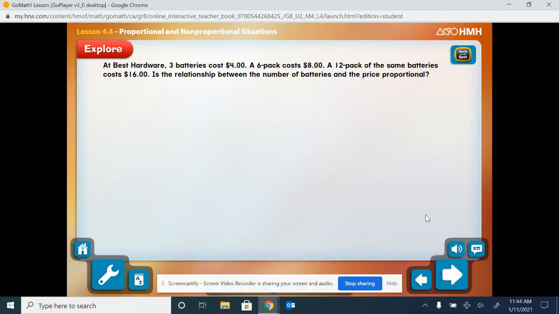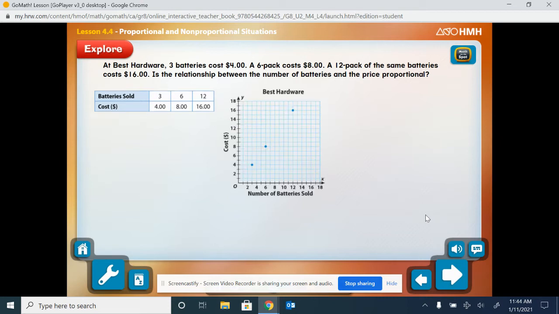Let's look at the differences between proportional and non-proportional relationships. At Best Hardware, 3 batteries cost $4. A 6-pack costs $8. A 12-pack of the same batteries costs $16. Is the relationship between the number of batteries and the price proportional? The table shows the cost of batteries at Best Hardware. Graph the points in the table. Is the relationship between the points linear or nonlinear?